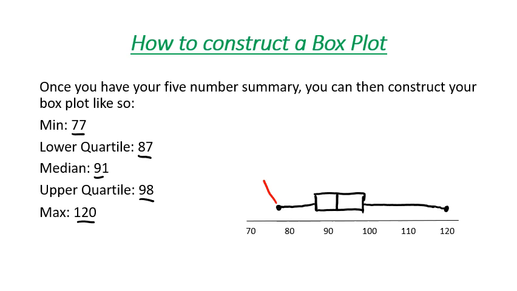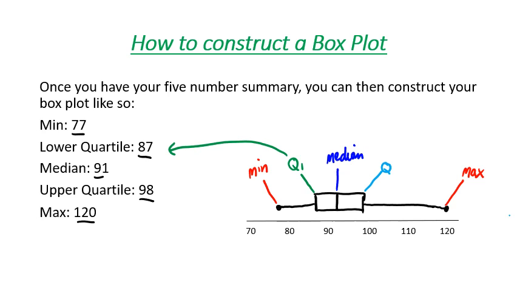And here we have our minimum value. At the other end, we've got our maximum value. In the middle, remember, we have our median. And here where the box begins, we have our Q1 value, which is our lower quartile. And here we have our Q3 value, where the box ends, which is our upper quartile. And there's our box plot.